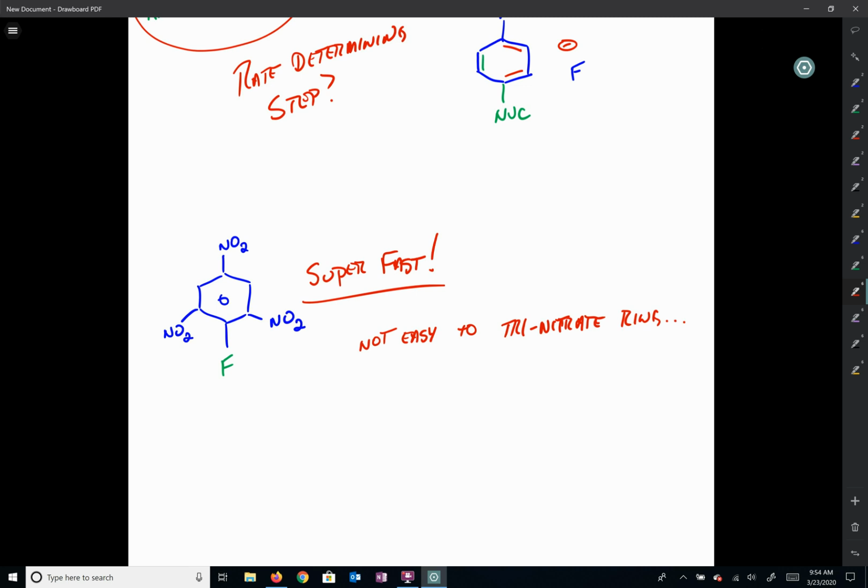But anyway, the point being, the more nitro groups, the more electron withdrawing groups you put onto the ring, the faster this mechanism is going to proceed, okay? The more electron withdrawing groups you put onto the ring, the faster this mechanism is going to proceed. And there you go. That is the basics of electrophilic aromatic substitution.